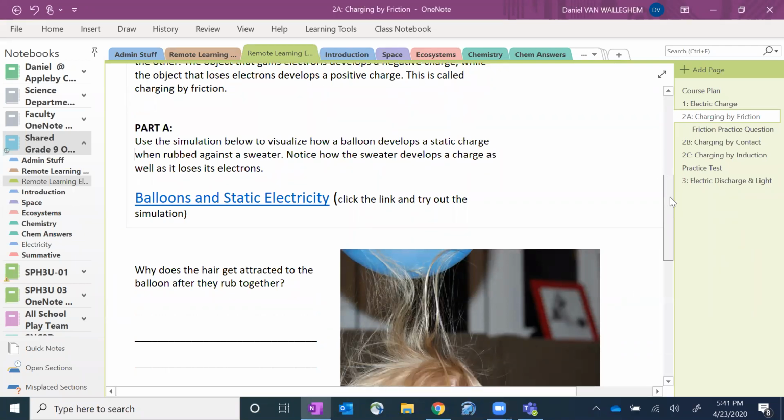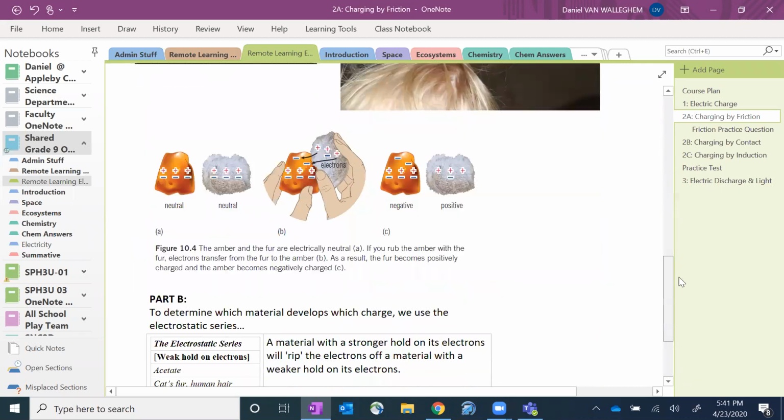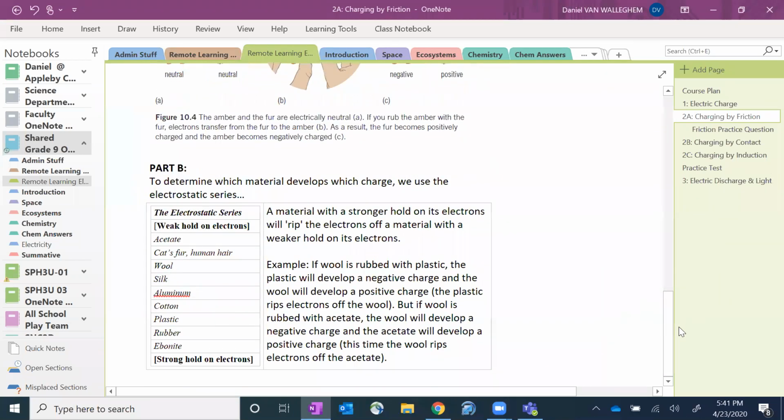The only question that might remain is, how do you know which material picks up which charge? That's through something known as the electrostatic series. There's lots of different versions of this. It's sometimes called the triboelectric series. I could have an electrostatic series that has 100 different materials on it. Here's just one sample of many. Generally speaking, it's put in order of what we call a weak hold on electrons at the top and a strong hold on electrons at the bottom, or sometimes referred to as electron affinity.